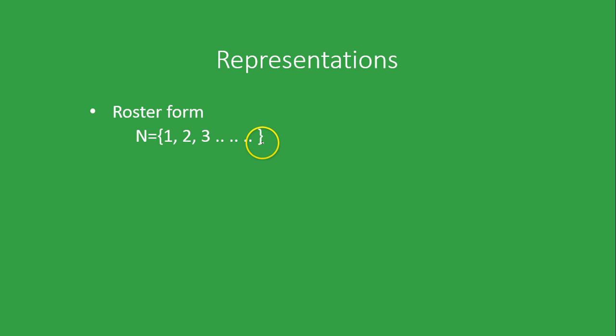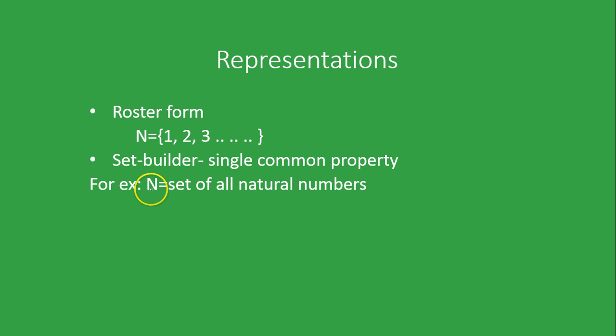The next representation is the set builder form. In this, a single property common to all the elements of the set is used to represent the set. For example, N equals the set of all natural numbers represents the set of all natural numbers which share the common property that they are integers greater than or equal to 1.